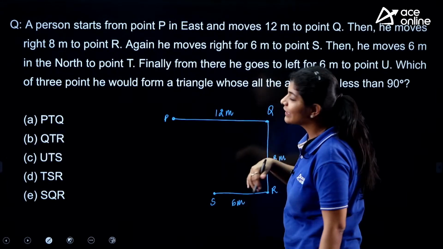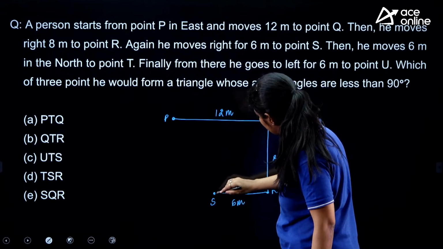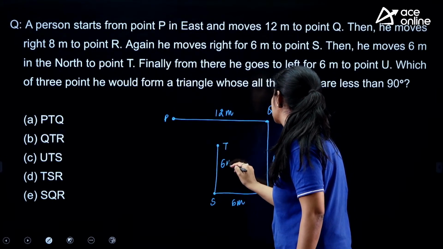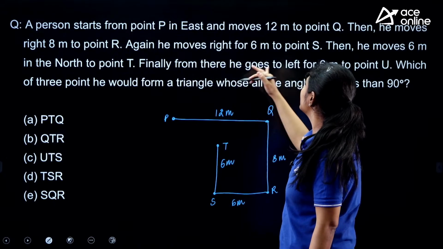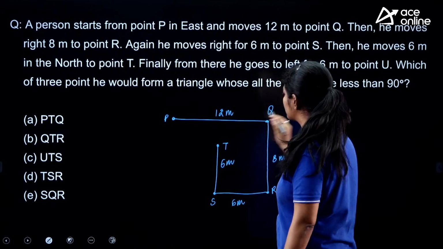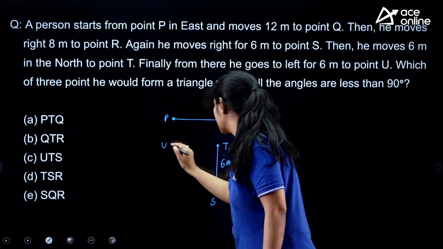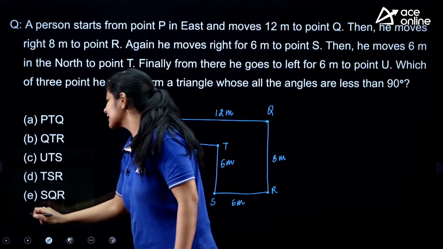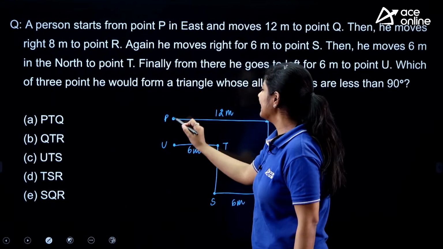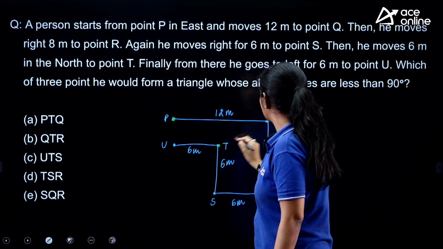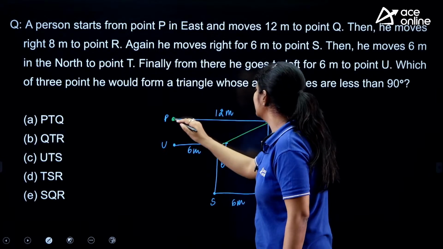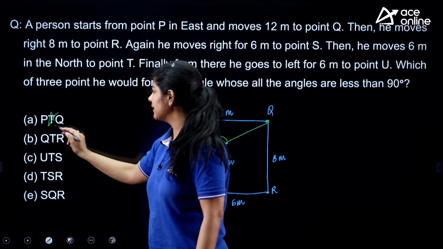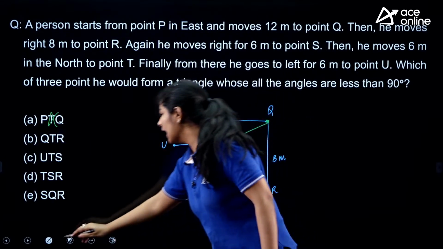Next, he moves 6 meters in the north to reach point T. So this is my point T, again 6 meters. Finally from there he goes left for 6 meters to reach U. So here we are having U. Now the question is asking we need to make a triangle P, T, Q. If we join this here, we are having this angle which is more than 90 degrees, so this option is eliminated.